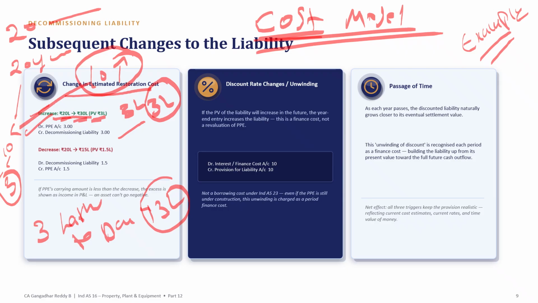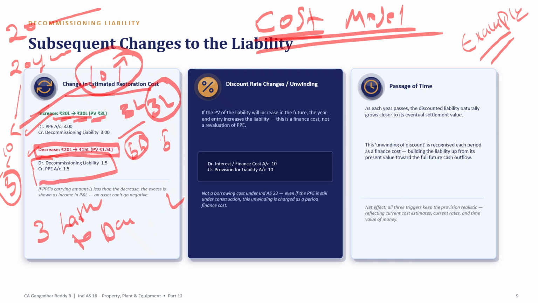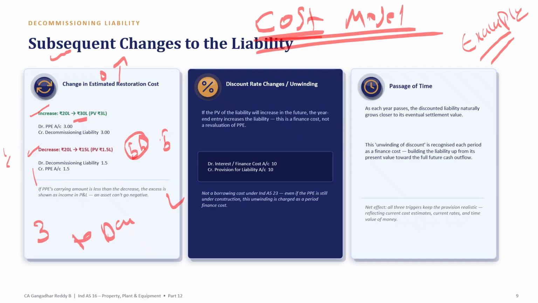You can check there. And then in the second case, the liability has decreased from 20 lakhs to 15 lakhs. In this situation, the present value is 1.5 lakhs. The decrease is 5 lakhs, and the present value of the 5 lakhs is 1.5 lakhs. So your liability has decreased. So the entry is decommissioning liability debited, credited to the PPE asset. Here, the change should affect the PPE value.